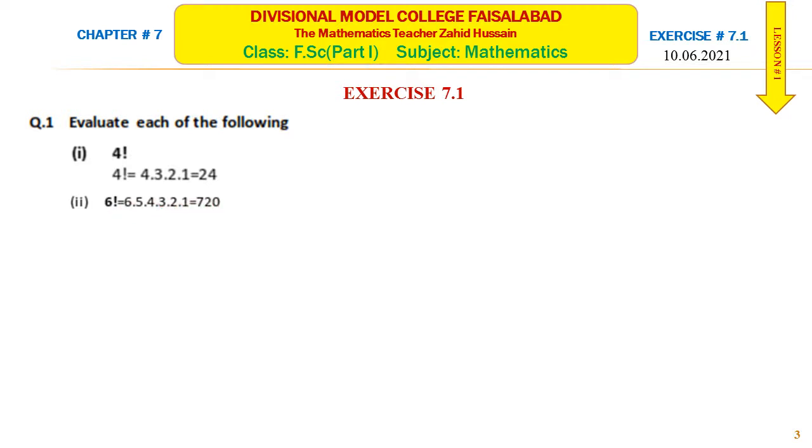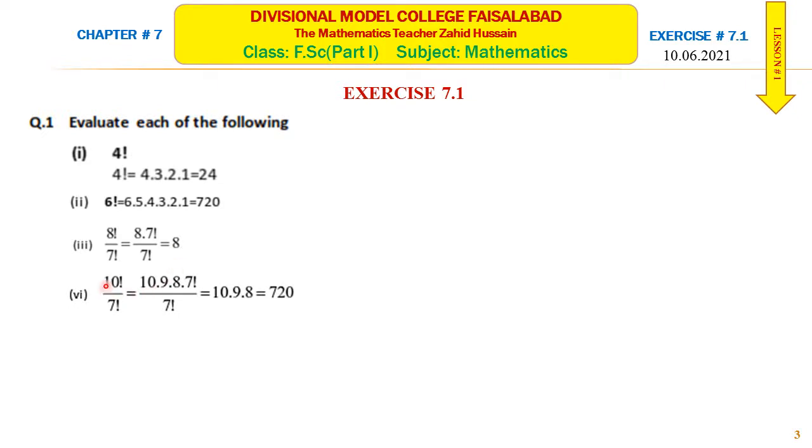Its third part, 8 factorial over 7 factorial. So we will write 8 factorial as 8 multiplied by 7 factorial. We will stop at 7 and write 7 factorial because in the denominator is 7 factorial. So this 7 factorial is cancelled with 7 factorial and we are left with 8 only.